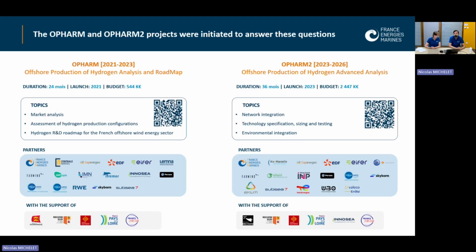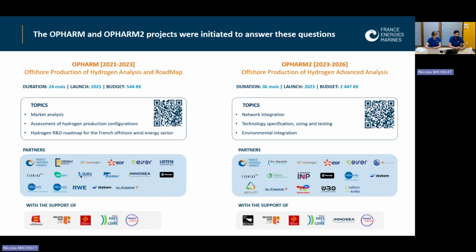The tool was developed through two major collaborative projects, named OFARM and OFARM-2. They were launched in 2021 and 2023. OFARM stands for Offshore Production of Hydrogen Analysis and Roadmap, and OFARM-2 is an advanced analysis of those production strategies.